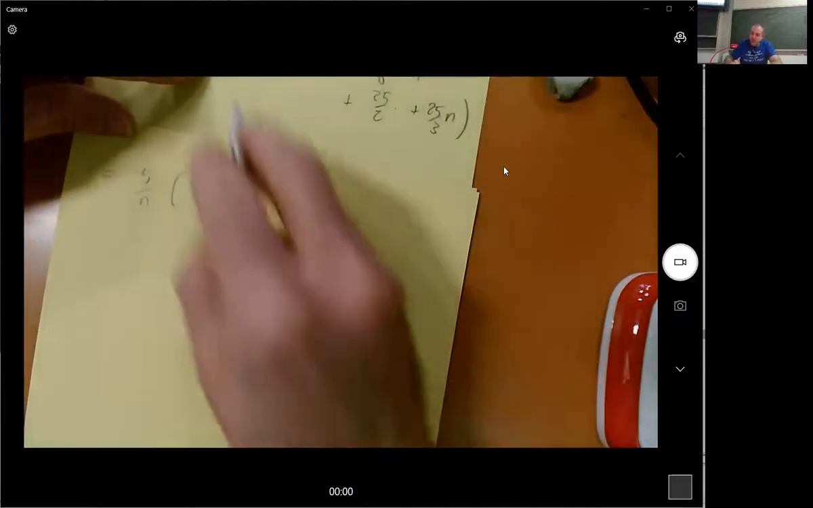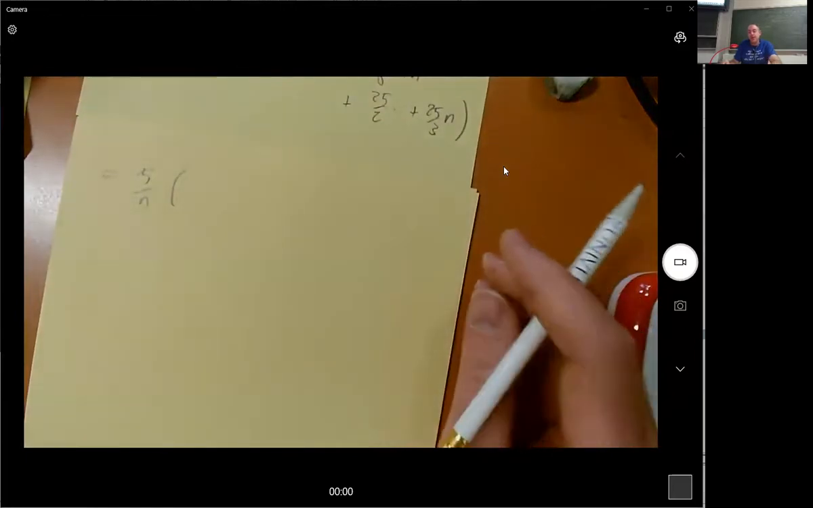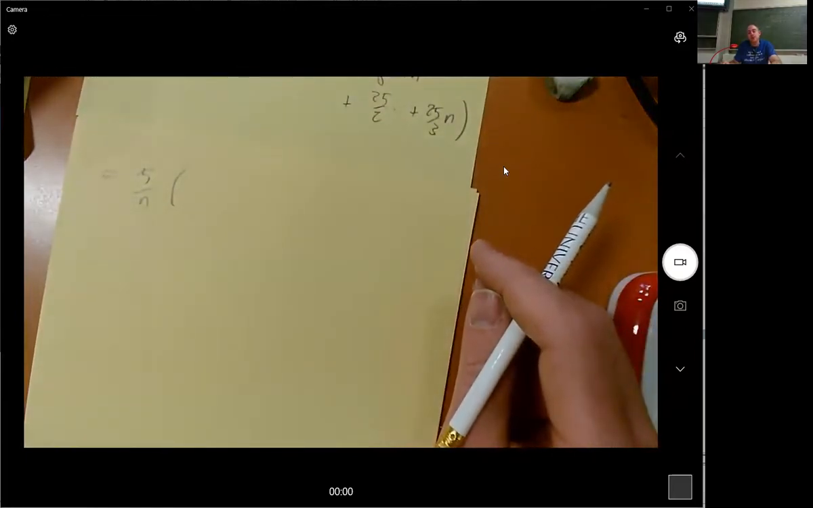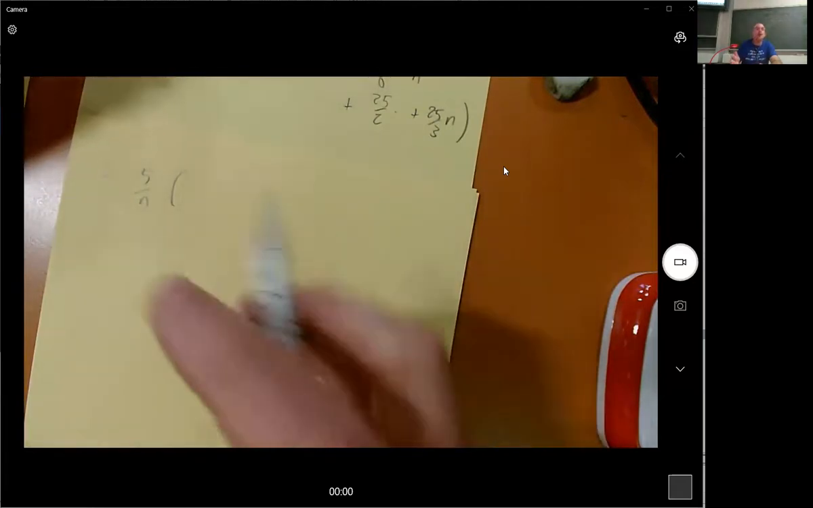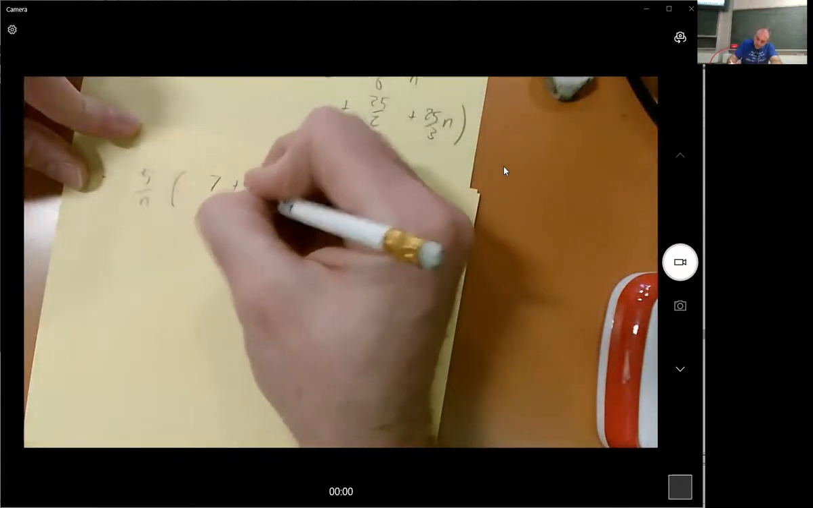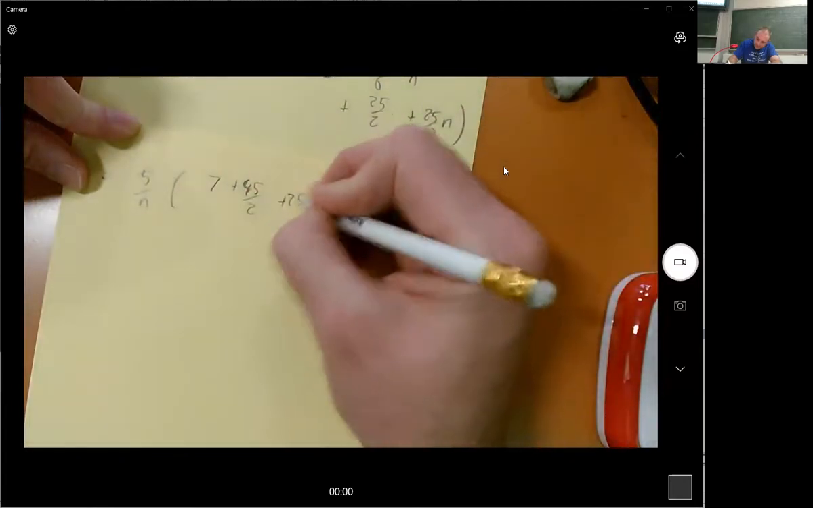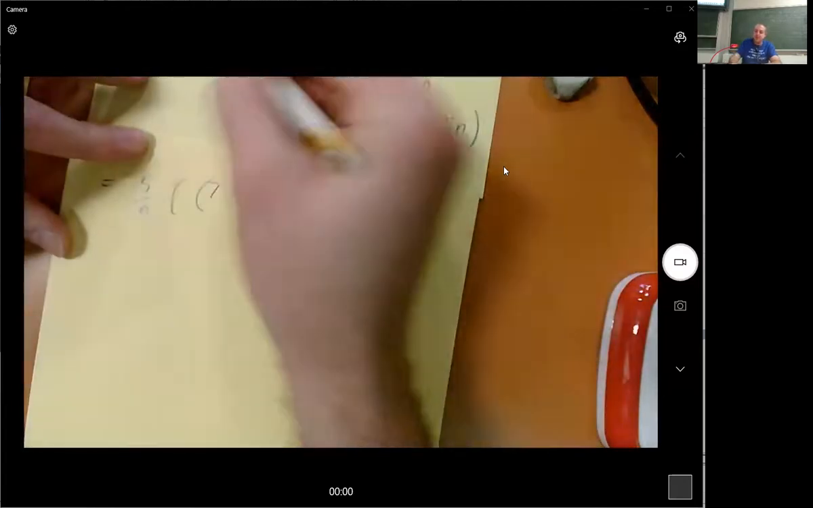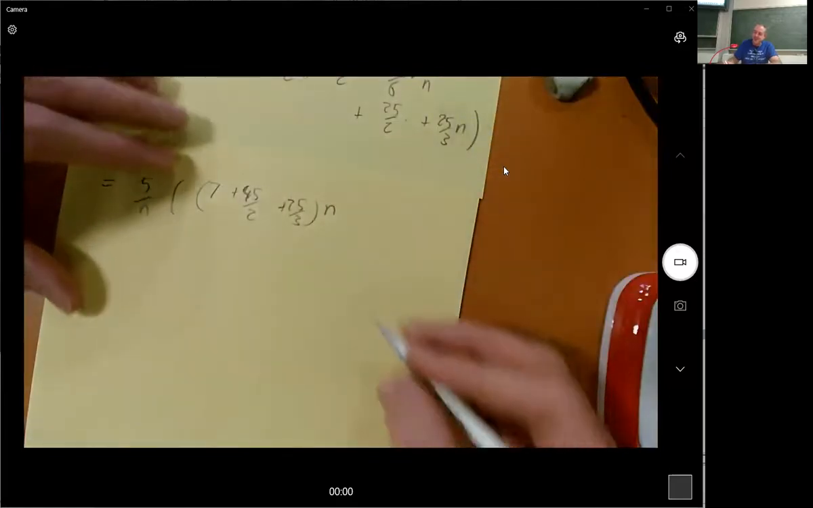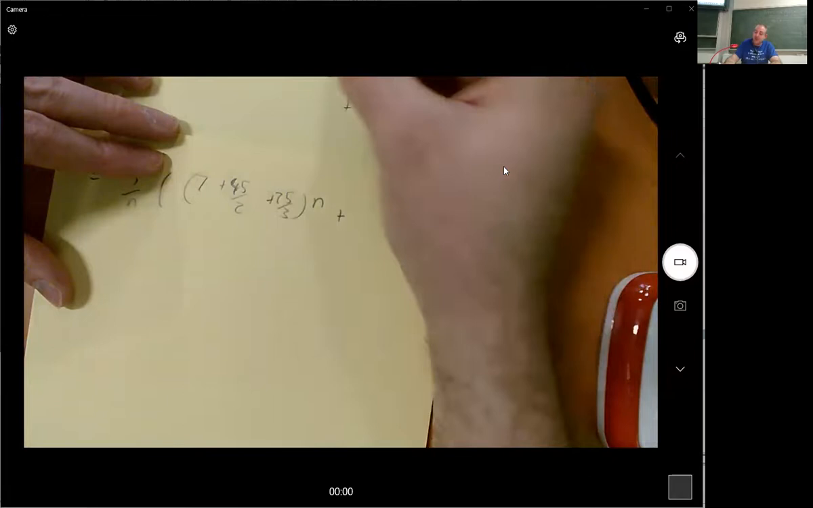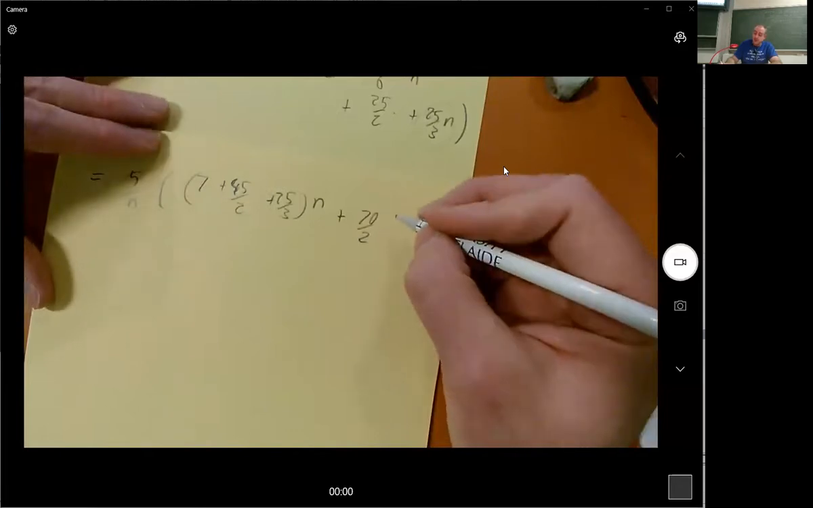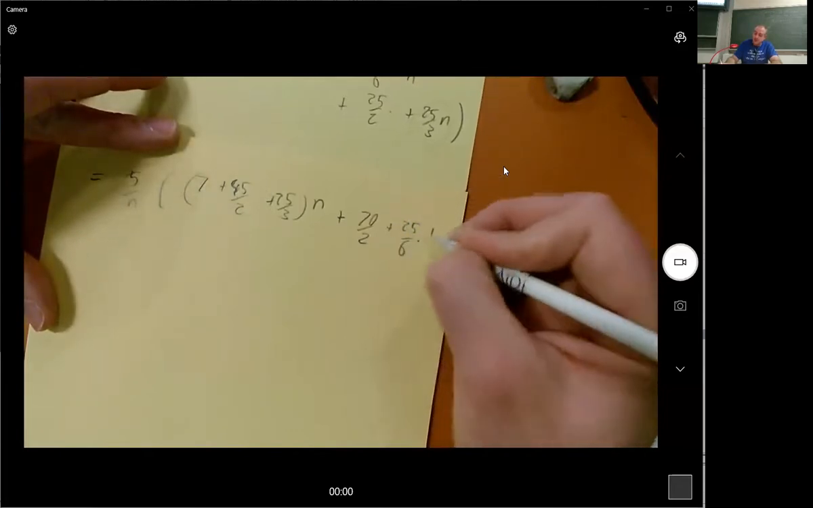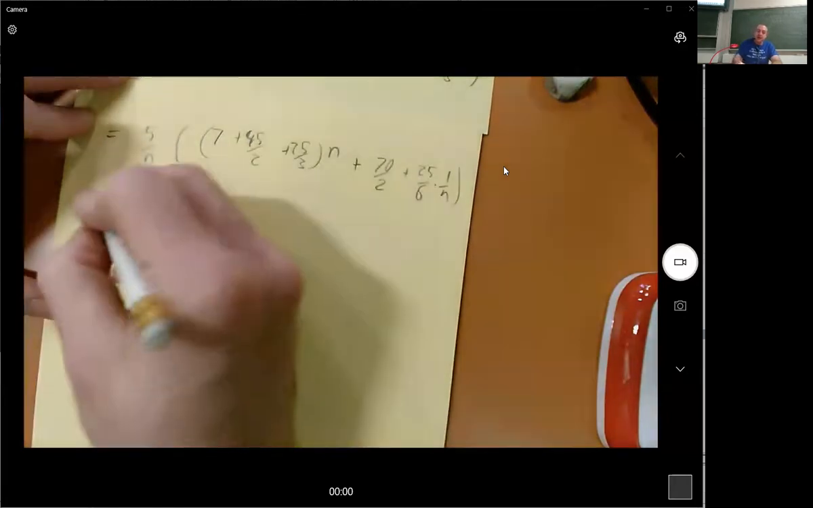So I've got 7n and then a 45 on 2. And 7 on 2 would be 14 on 2. 14. Oh crap. It is this number. That many n's. So that's this one and this one and this one. And then I've got that I can do. 45 plus 25 is 70 on 2. And then I've got a 25 on 6 times 1 on n. Okay, just combining them all together. And now I'll do the 5 on n.